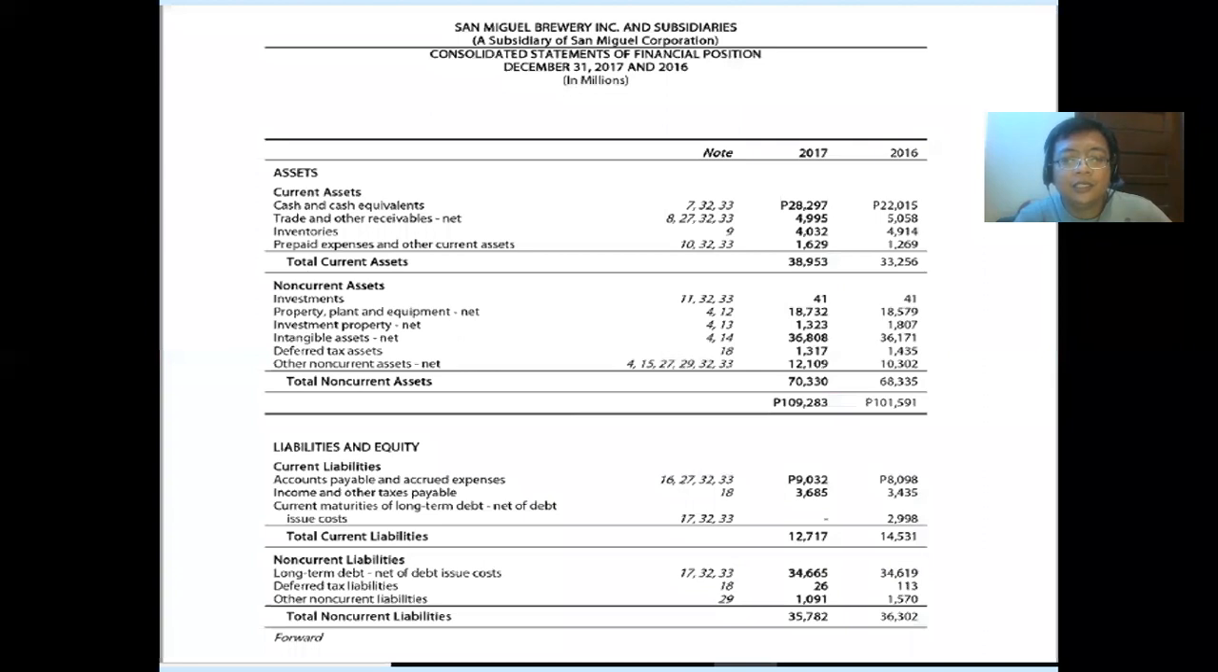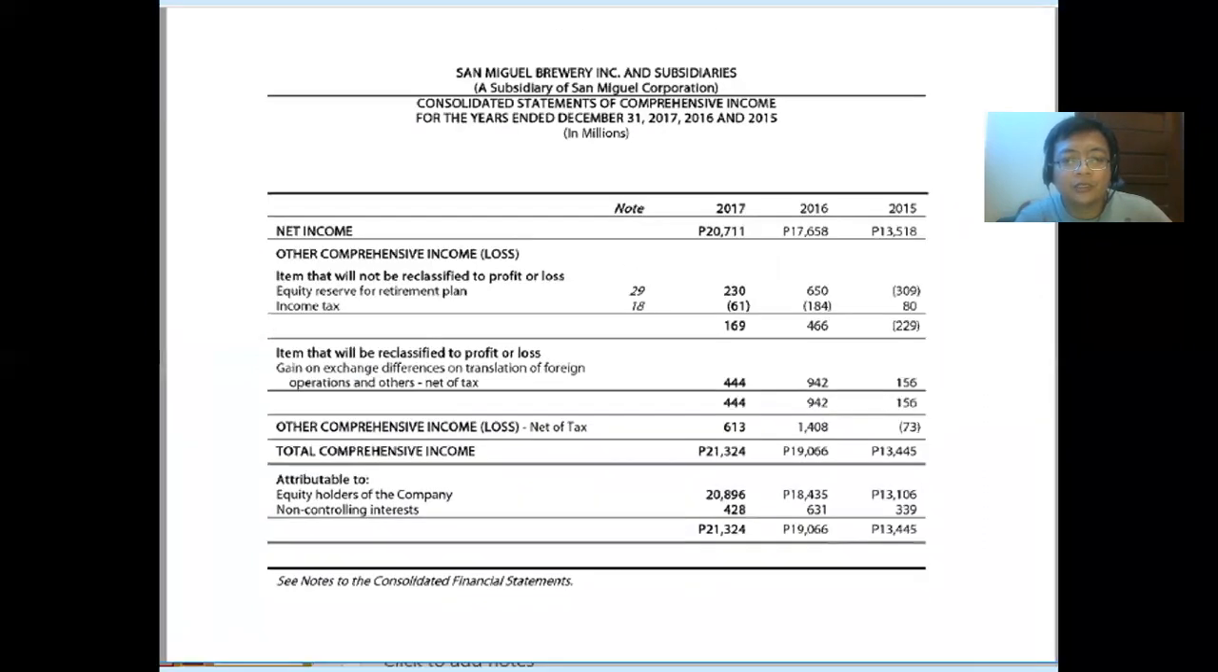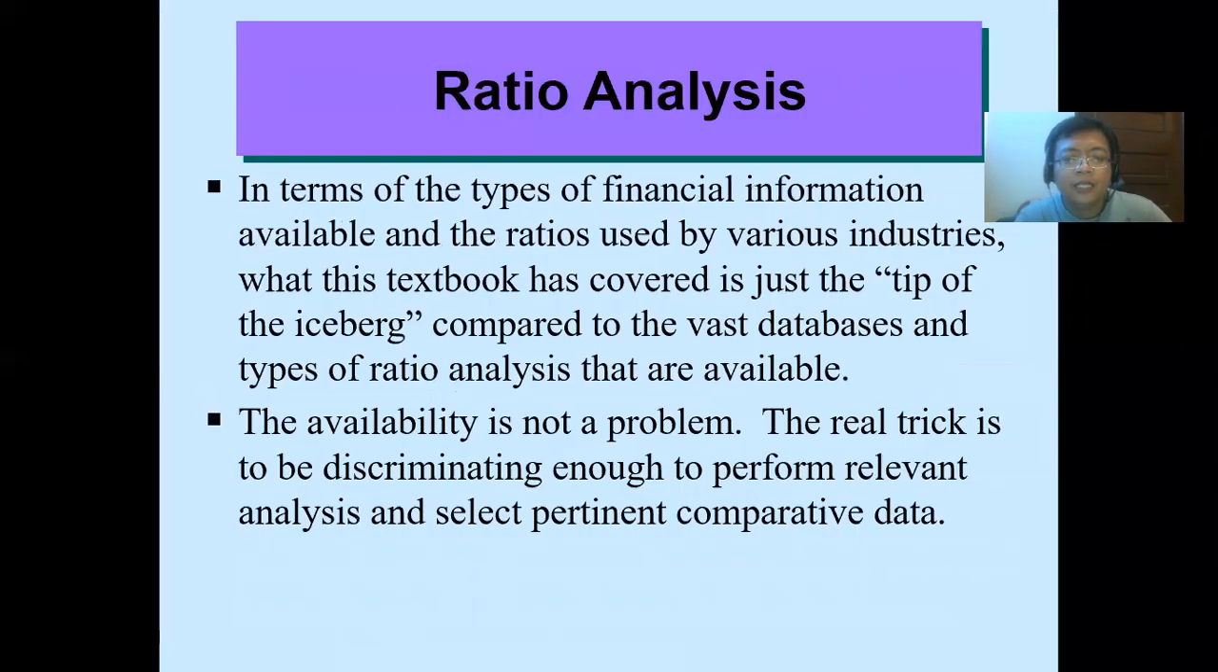So this is the San Miguel Corporation stocks. Ratio analysis in terms of this type of financial statement varies by various industries. So it depends in terms of the ratio analysis.